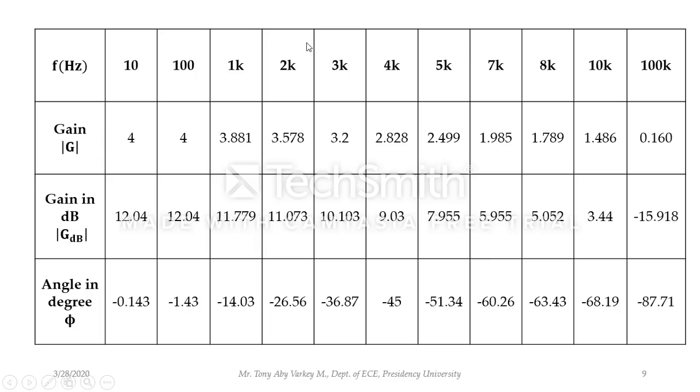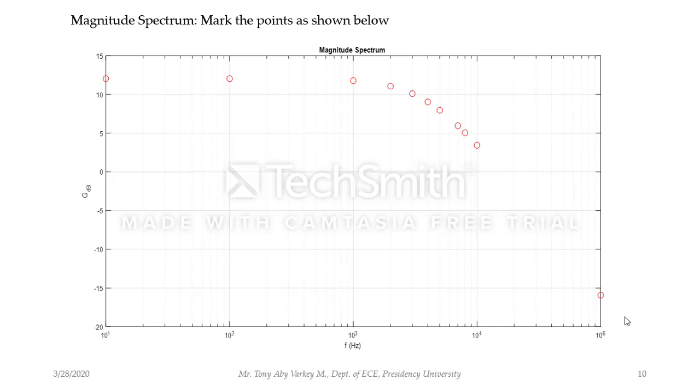You just have to substitute these frequencies and you can formulate a tabular column like this. So this is the gain, this is the gain in dB, and this is the angle in degree. Now let us plot the magnitude spectrum. We'll be taking a semi-log sheet. You know that semi-log sheet means the x-axis will be logarithmic. So first I am taking 10. Frequency F is 10, 100, 1000, 10,000 and 100,000. Clear? So this was the range that was given.